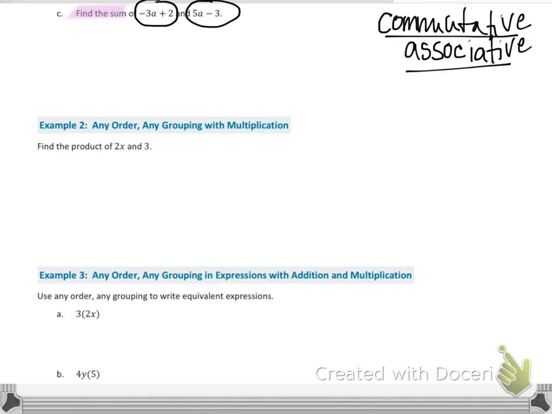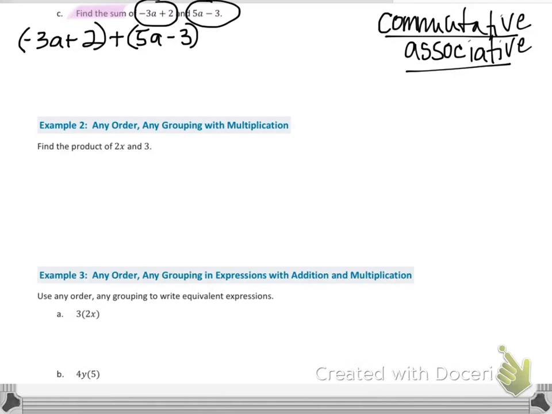Okay, so let's write our first combined expression. We would have, and again, let's use parentheses around both expressions. So we have negative 3a plus 2. No need to change that. We want to add that to 5a minus 3. Okay, that's our original two expressions combined into one expression.